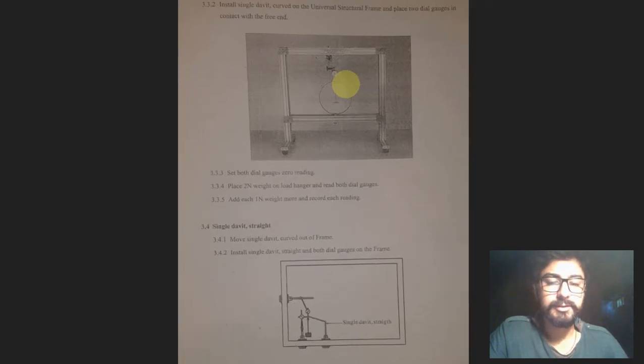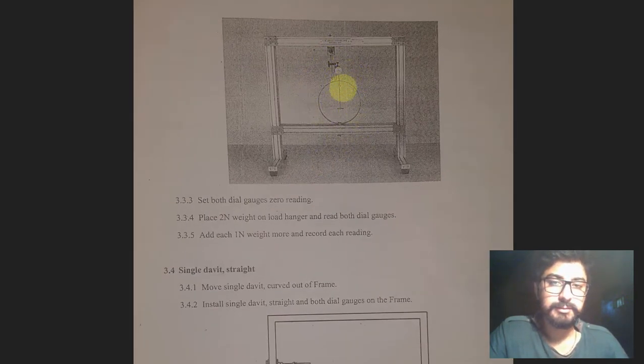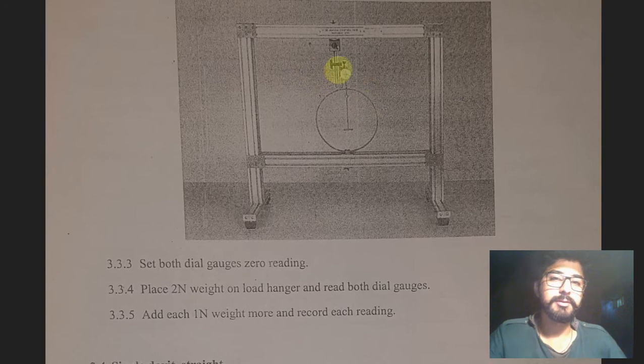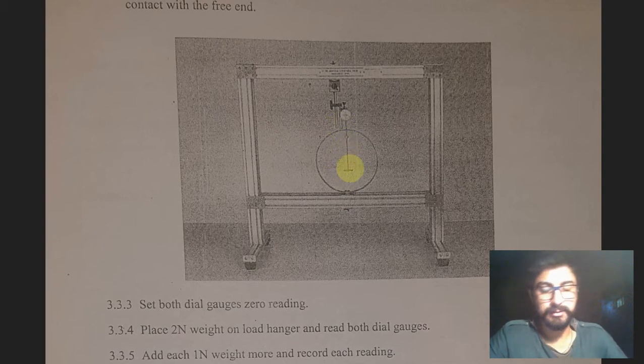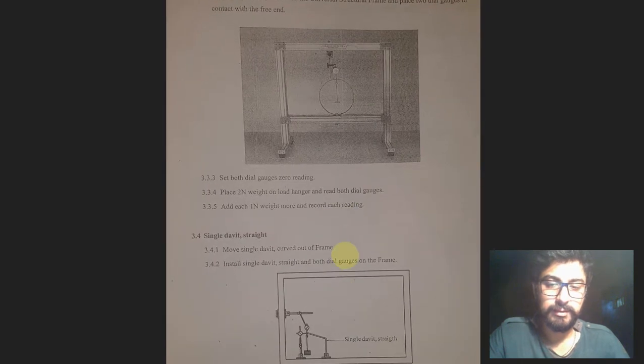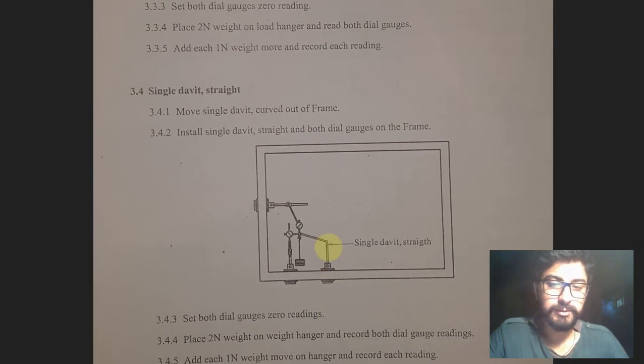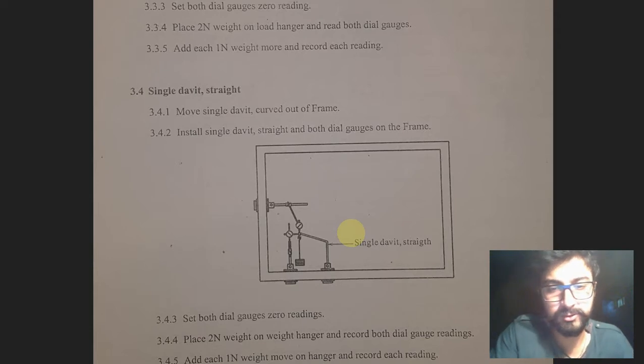This is a full circle ring as shown, where only the vertical displacement we have to find out with the help of this hanger on which we are going to put some weights. This is another one, called a single davit straight. Although we don't have it in our lab, this can also be used in this experiment in the same way as we have used the semicircle and the quadrant.